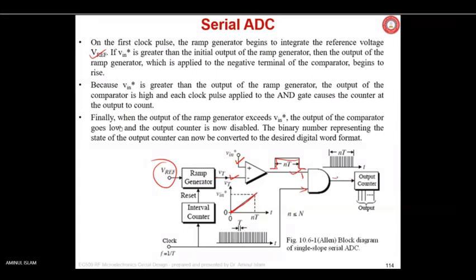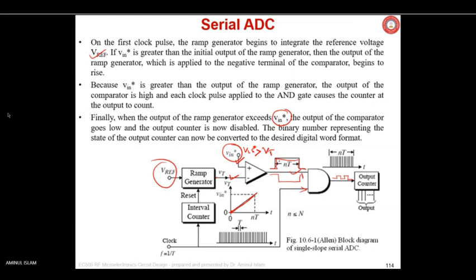Clock will be available here in this way till B in star is greater than Vt. Clock will get path and counter will start counting from 0 and count up in a binary sequence. We know the counter, so its function is known to us. Finally, when the output of the ramp generator exceeds B star, that is the input analog signal, the output of the comparator goes low.